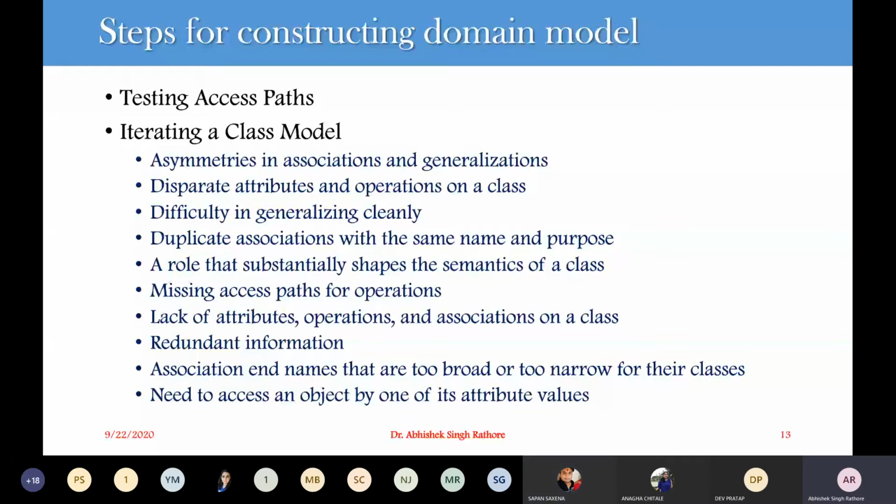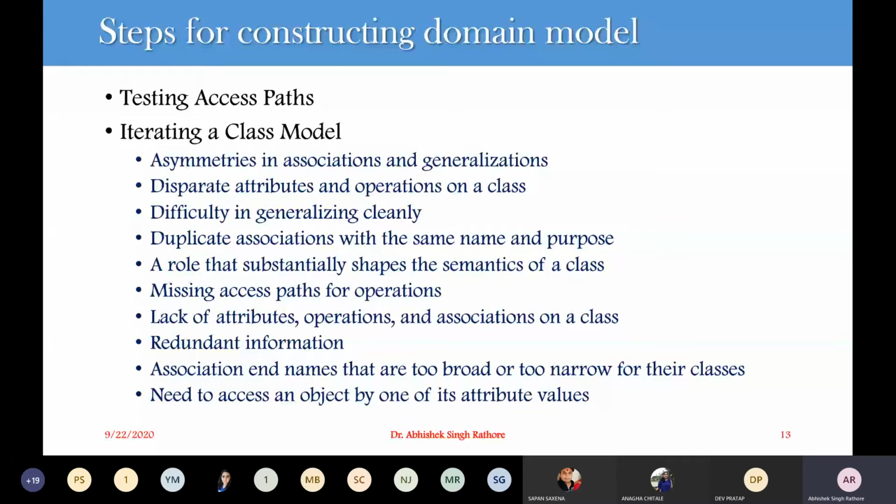So we have several signs of missing classes. These are some signs that we can find that indicate some missing classes. The first sign is that you have asymmetry in your association and generalization. What we can do is add new classes by analogy, so that we can handle these asymmetries in your association and generalization.